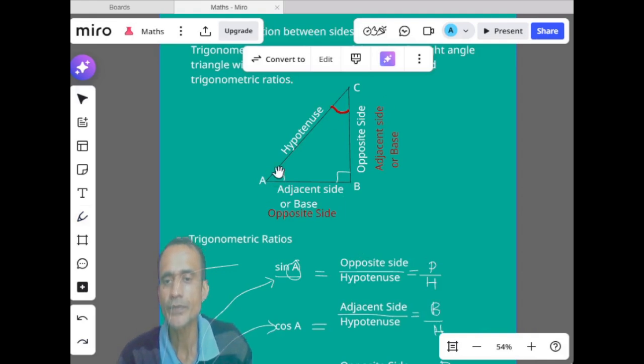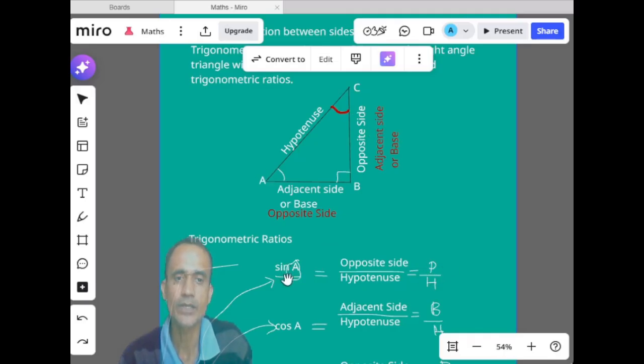So instead of angle A, if we take sine C, then for angle C, the opposite side will be AB and the hypotenuse is the same. So sine C will be AB divided by AC, whereas sine A will be BC divided by AC. So this is an important difference we should understand, that these ratios are with reference to the angle. These are not some permanent ratios for the triangle. These are the ratios for the angle.